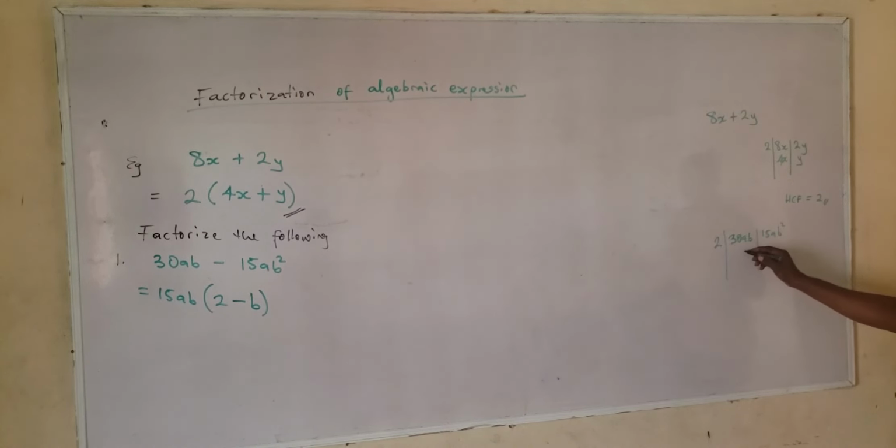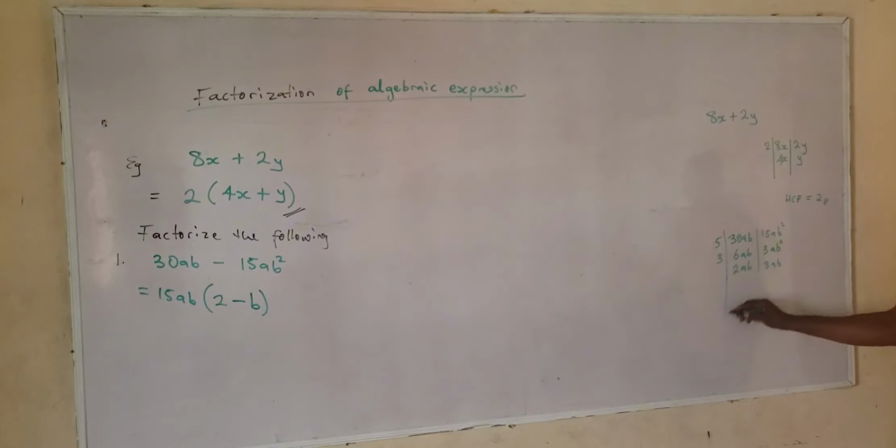2 can go in both. Oh, 2 can go, 15, 5 can go. So 5 here will give you 6ab, 5 here will give you 3ab square. So 3 can still go. So I have 3, 2ab, and 3ab. So a can go. When you use a to divide, you have 2b. When you use a to divide this one, you have 3ab.